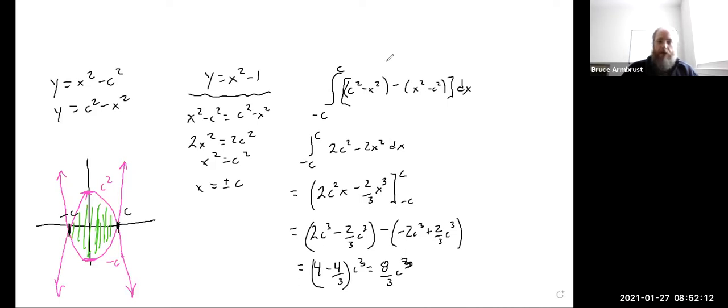All right, so what we've just figured out is what the area of that region is. It's 8/3 c cubed. You tell me the c, this is the area. All right, well, now we're ready to actually figure out what c is, because we were told that we wanted this area to be 216.